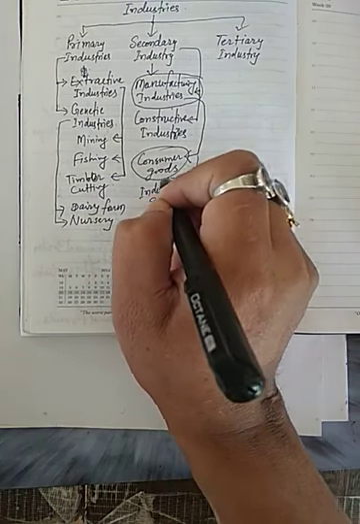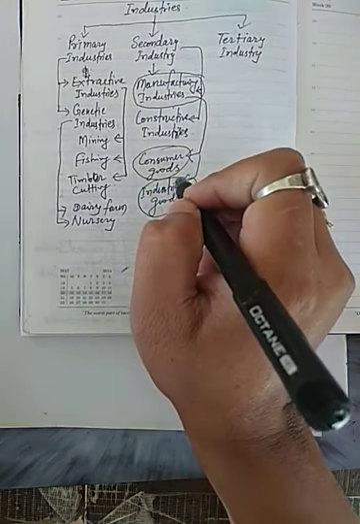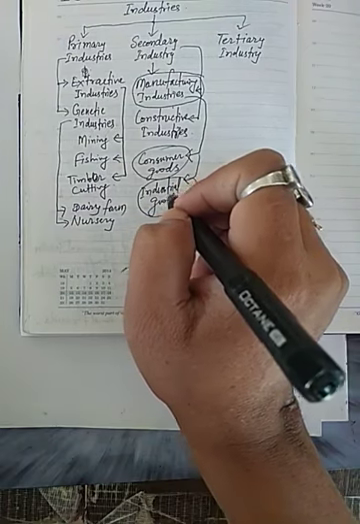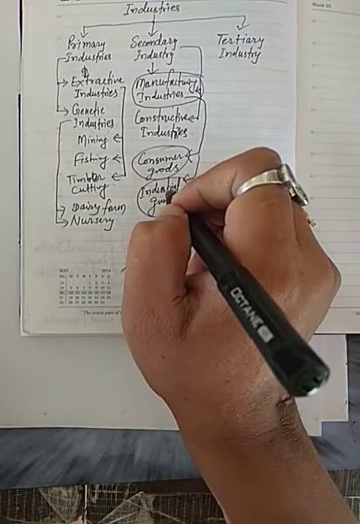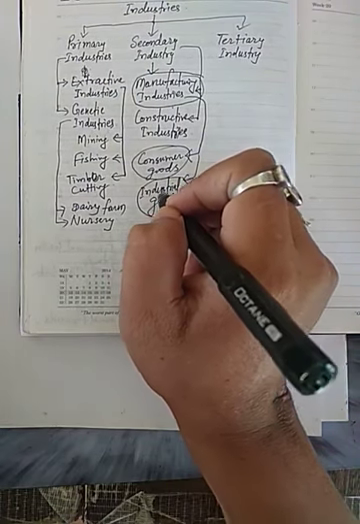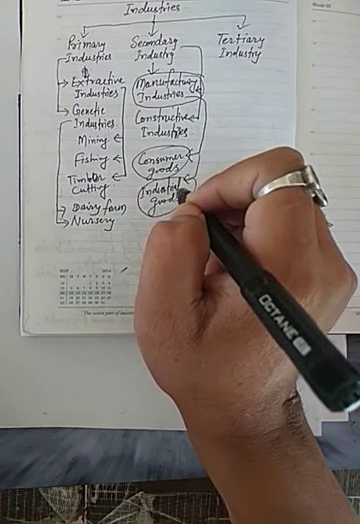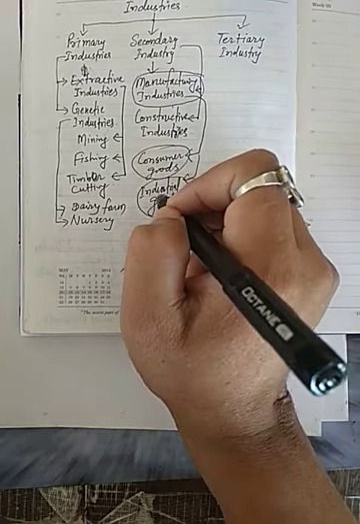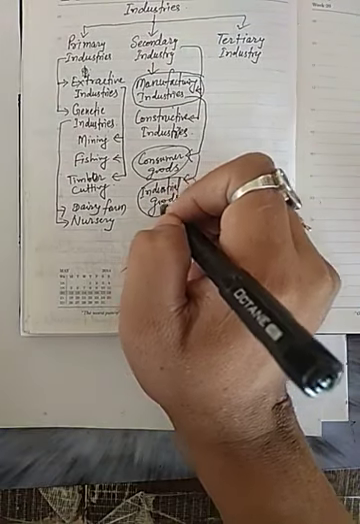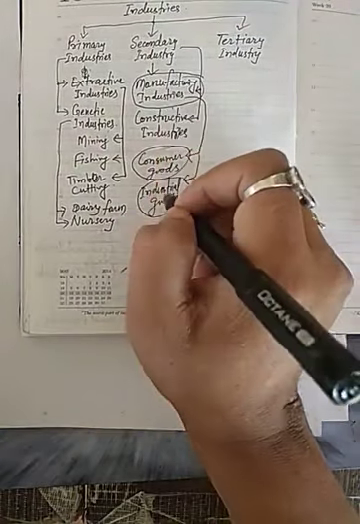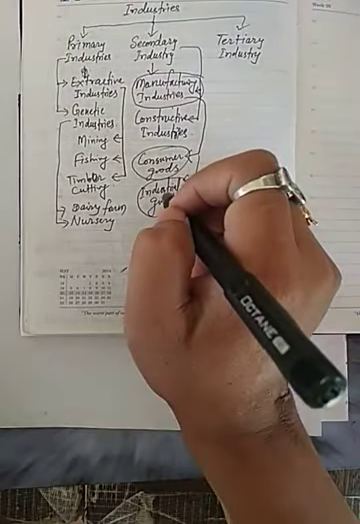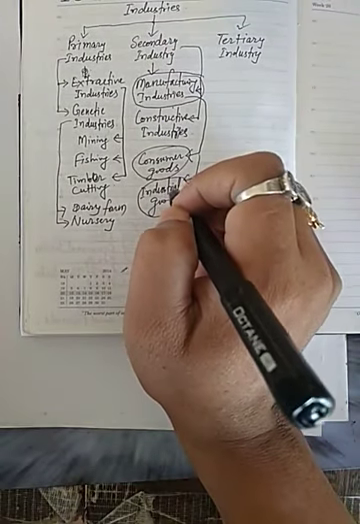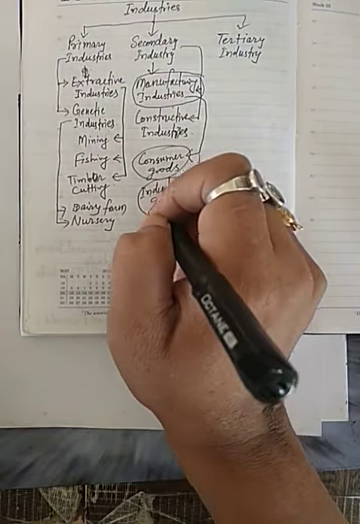Industrial goods, the goods which are produced for manufacturing consumer goods are known as industrial goods, like machinery, equipment, tools, etc., which are required to manufacture consumer goods.